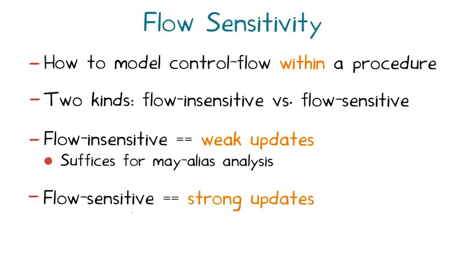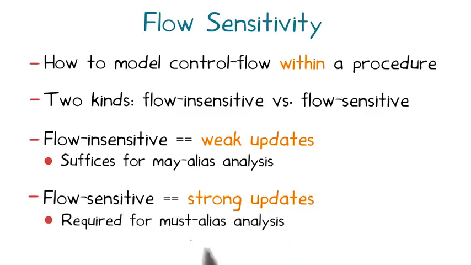Flow-sensitive pointer analysis algorithms, on the other hand, are capable of killing facts in addition to generating facts. We say that such algorithms perform strong updates. Such algorithms are typically required for must-alias analysis. That is, it is impractical for a must-alias analysis to have a low false positive rate by being flow insensitive.